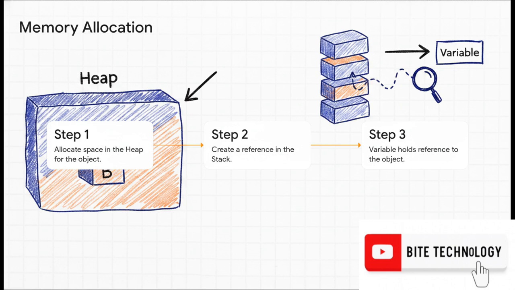Let's actually break down exactly what happens here in 3 steps. Step 1. When you declare that variable, Python goes out onto the floor of the heap and allocates physical space for the actual string object, B. Step 2, it goes to the stack and creates a reference, a highly specific memory address. Then, step 3, your variable is assigned that reference. So your variable doesn't hold the letter B at all. It holds the map pointing to exactly where the letter B lives in the heap.